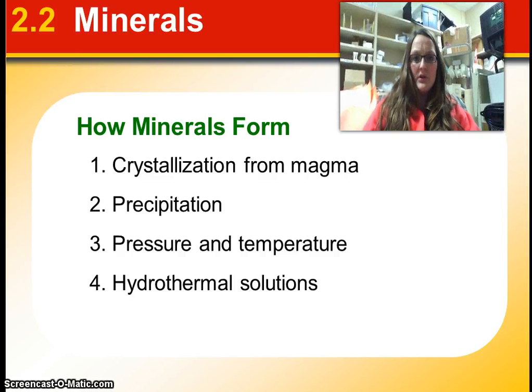Three, pressure and temperature. Prime example, diamonds. Anything that is under immense pressure by the earth. Putting something under pressure yourself is not enough pressure, so it would be pressurized within the earth. And then, of course, high temperatures from the mantle, which is where a lot of the magma exists. Four, hydrothermal solutions. Hydro meaning water, thermal meaning hot. So that just means hot water solutions.